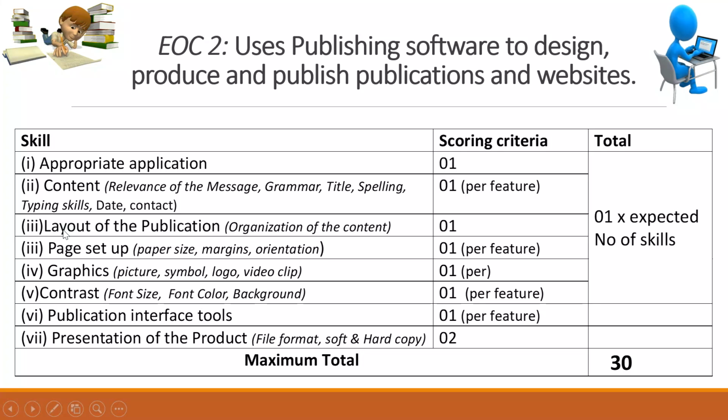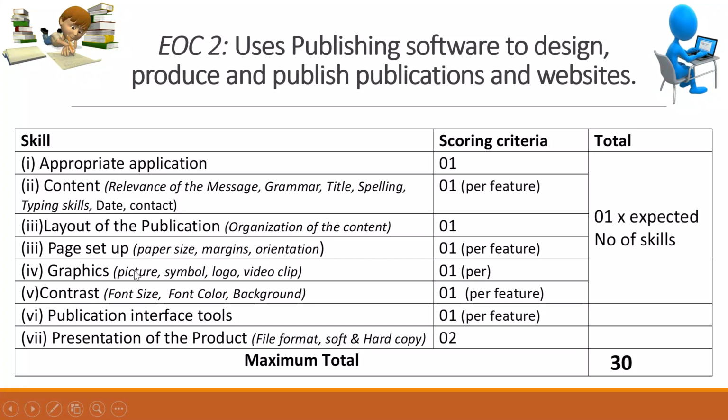Then layout of your publication. Is your content organized? Have you organized it in 2 pages? Something like that. Have you used the tables? Have you used anything to do with layout? Page setup when it comes to publications. You designed with desktop publishing. Page size, margins, orientation. Those are very key. And maybe when you are printing your web pages, are they in landscape or portrait?